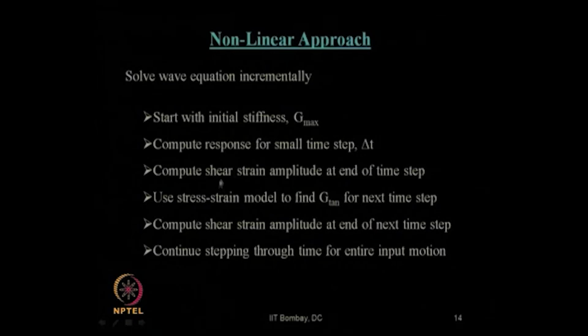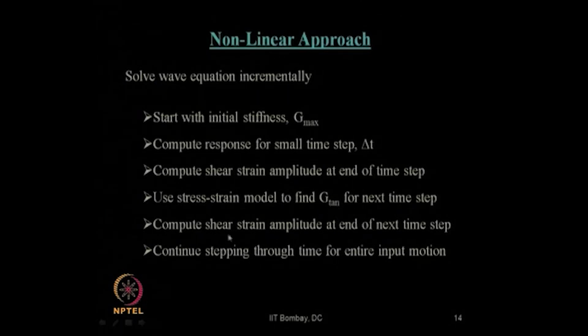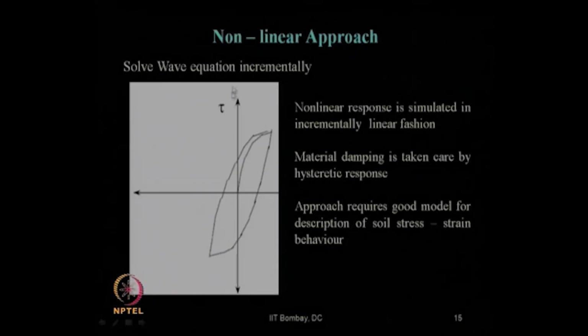Then you have to compute the shear strain amplitude at each end of time step, that will give the corresponding G tangent, that is the individual tangent modulus for each and every time step. That finally will lead to the shear strain amplitude at the end of each time step, and it has to continue for the entire time duration. So, by using this incremental procedure of analysis, we will get this backbone curve of nonlinear response, which automatically considers the material damping by this hysteretic response, and this approach requires a good model to understand the behavior of this stress strain. So, what are the good models?